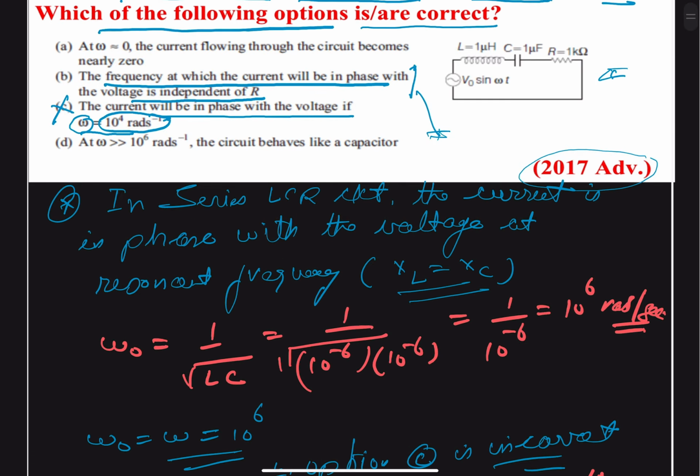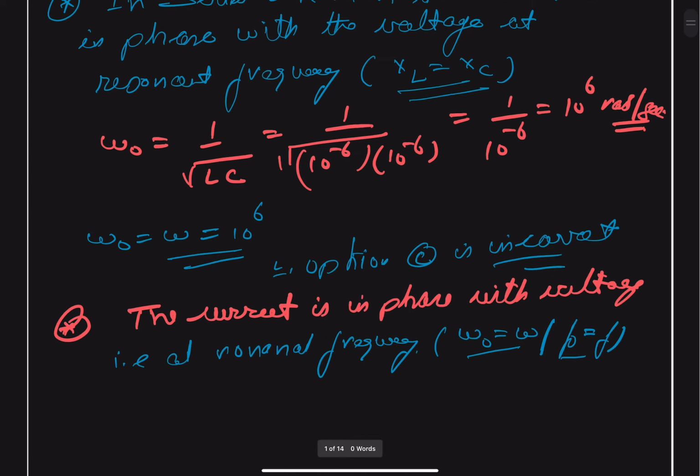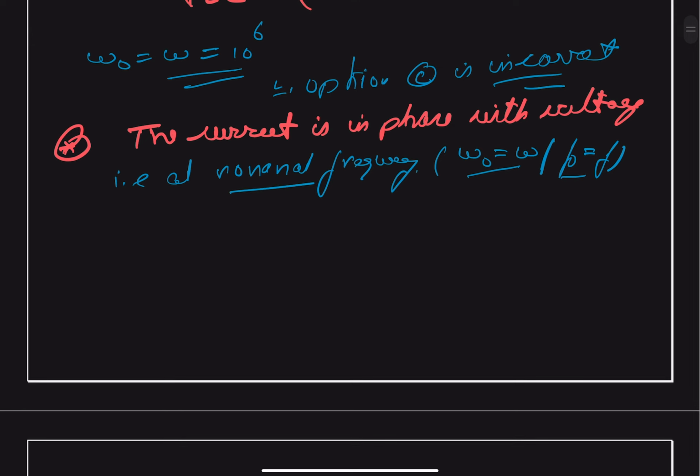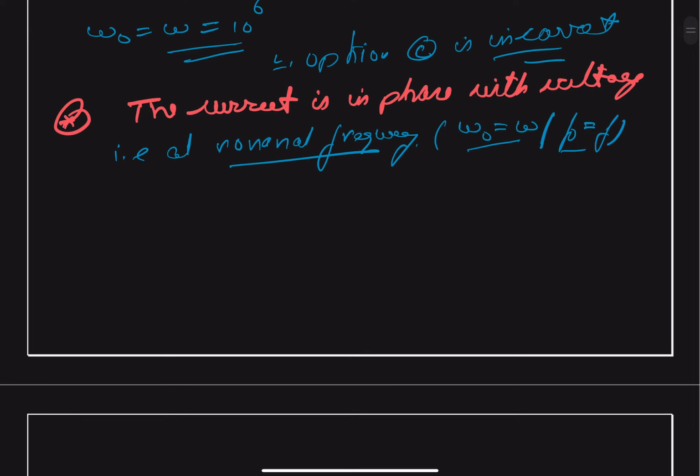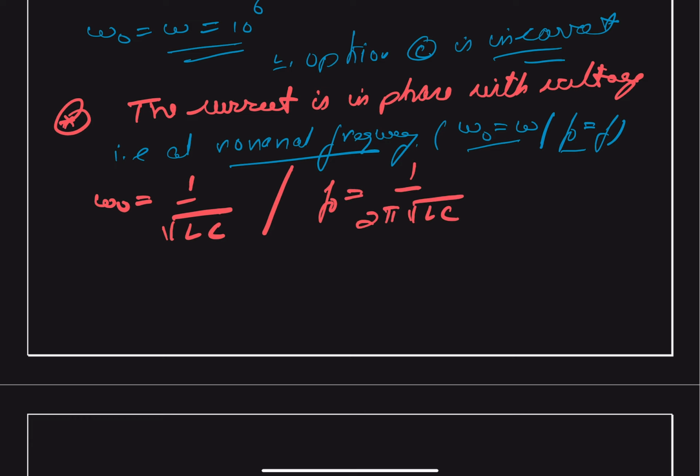And the option number B, it said the frequency at which the current will be in phase with the voltage is independent of R, and the resonant frequency is our omega naught. So our omega naught is only dependent upon inductor and capacitor, that is L and C. So this is independent of our R, or here we can also write that f naught is equal to 1 upon 2 pi square root of LC.